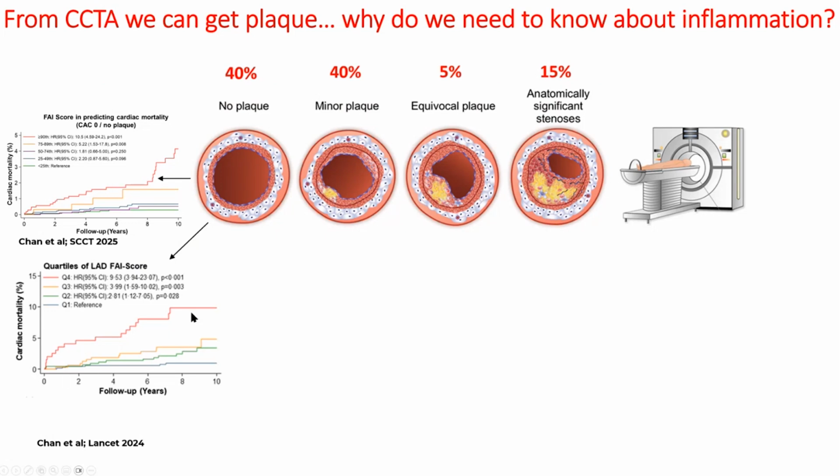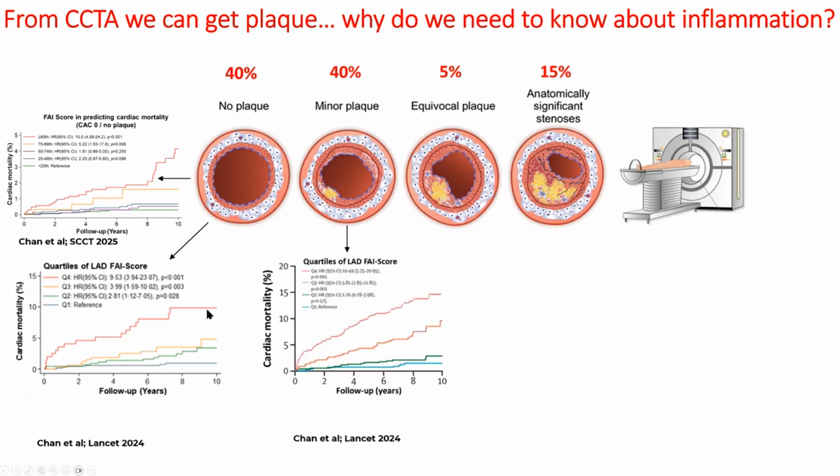In the recent paper that was published in The Lancet from the Orfan study, again, if you have small, minor, or no visible plaque, you have 9.5 times higher risk to die from a cardiac event over the next decade if you belong to the high inflammation group. If you belong to the 40% who has minor plaque, again, if you have inflamed minor plaque, then you have a hazard ratio of 10.4 for a fatal cardiac event.